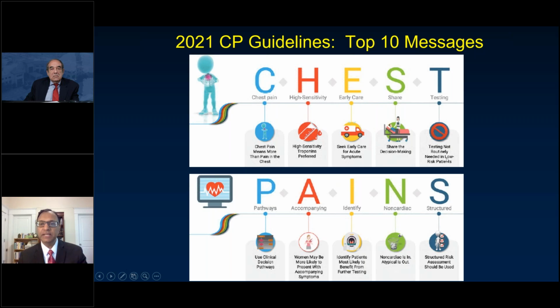T is for testing, where testing is not routinely needed in low-risk patients. P is pathways in terms of the use of clinical decision pathways. A is accompanying, where what are the accompanying symptoms and what are the types of populations where the chest pain symptoms may not present in a classic format. I is identify as part of risk stratification who might benefit from further testing.